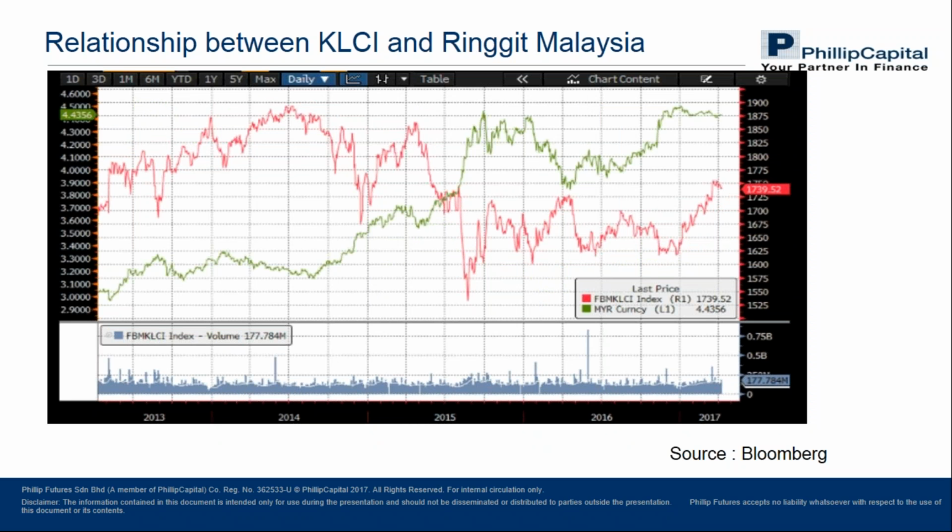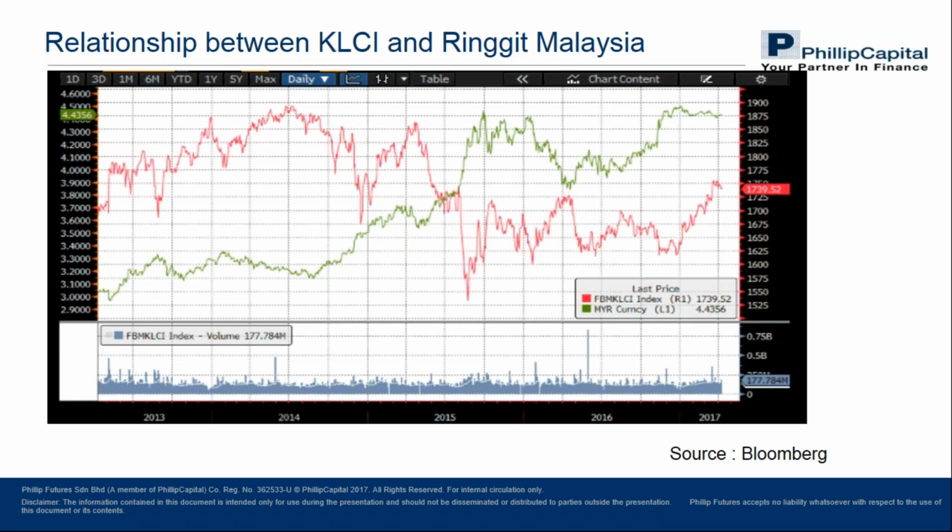Now moving on to the ringgit, the relationship between the KLCI and ringgit could be a different picture. If you look back at 2014 and 2015, you can clearly see both lines are moving inversely, which means that when you have a stronger currency, your KLCI would tend to do better, and vice versa. But if you look at recent times, late 2016 or early 2017, you can clearly see both the direction in ringgit and KLCI is actually in tandem. So this is quite peculiar in nature.